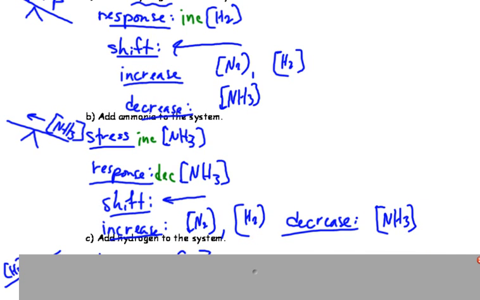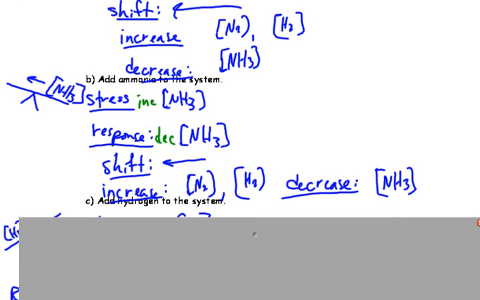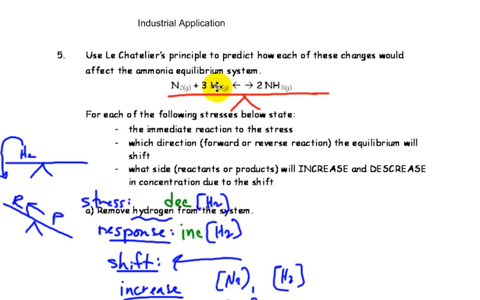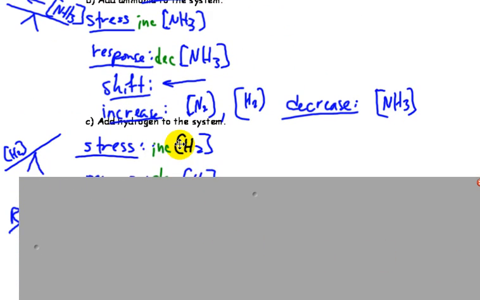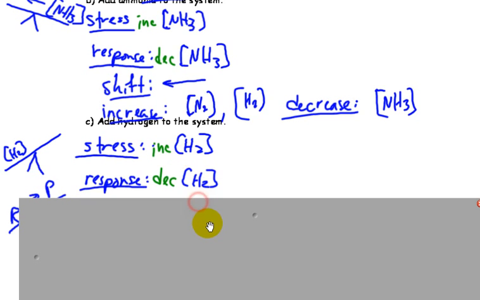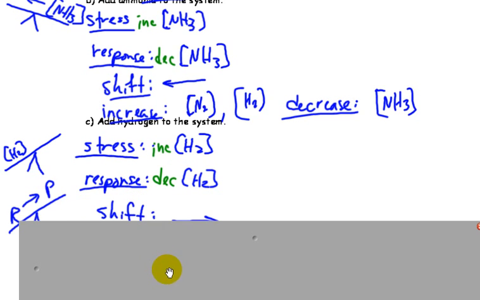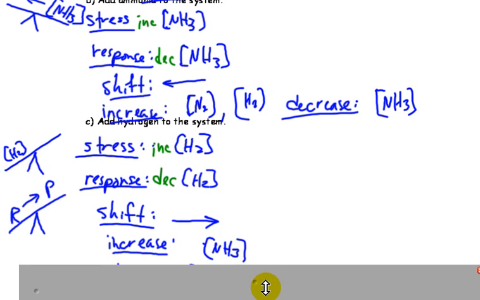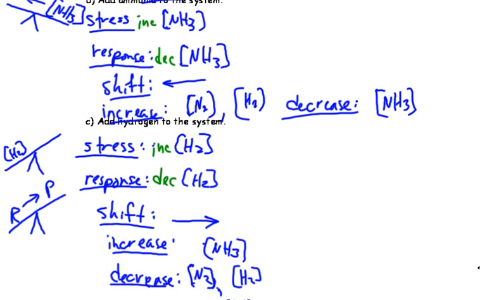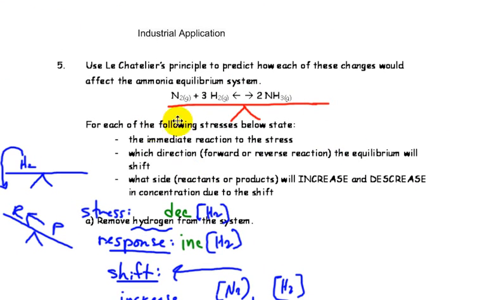Lastly, adding hydrogen to the system. If I look at where hydrogen is, it's on the left hand side. Adding hydrogen will make it heavy on the left. So the stress of increasing hydrogen, the response is going to be trying to use it up, decrease it, and you can see to make things level out again, to make things constant, shift to the right. So if it shifts to the right, everything that's on the right already will increase, everything that's on the other side will decrease. Okay?